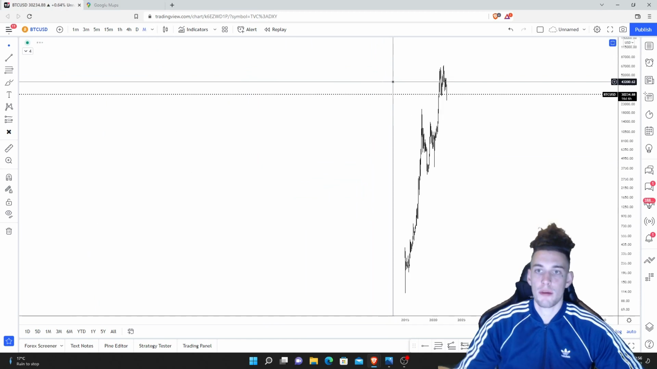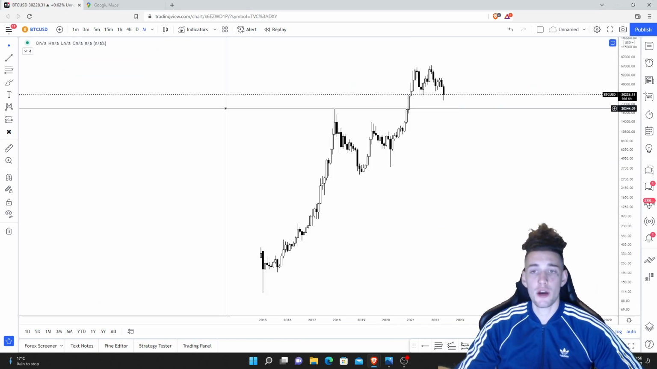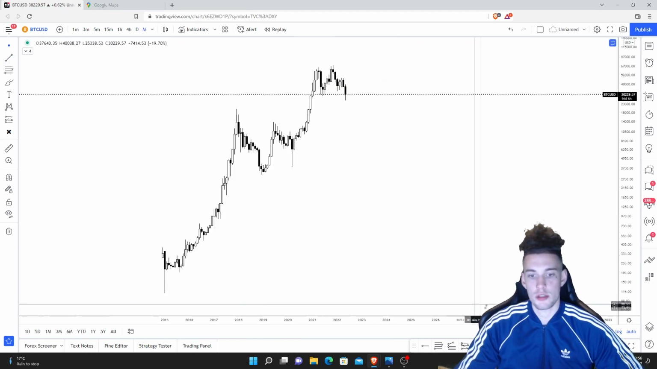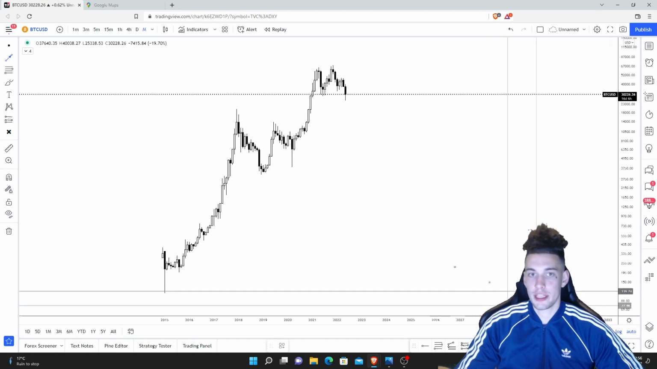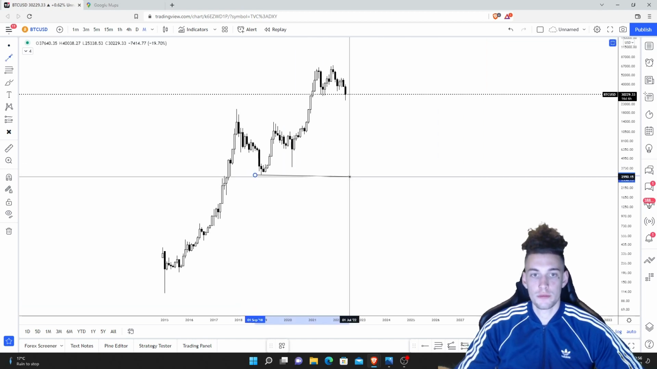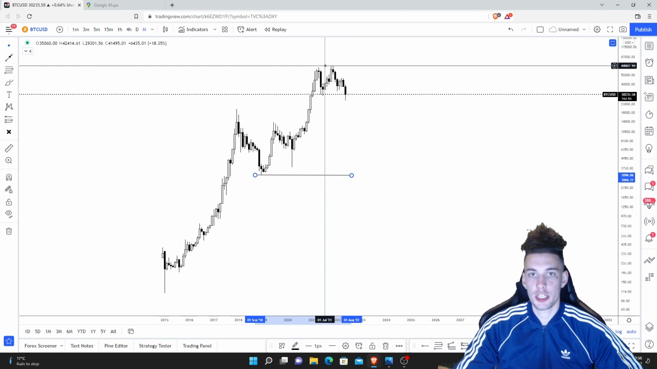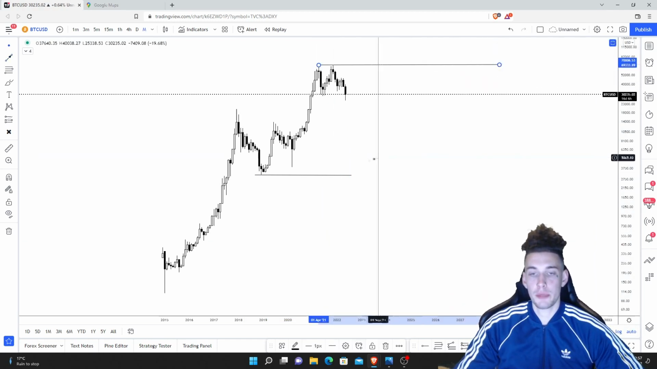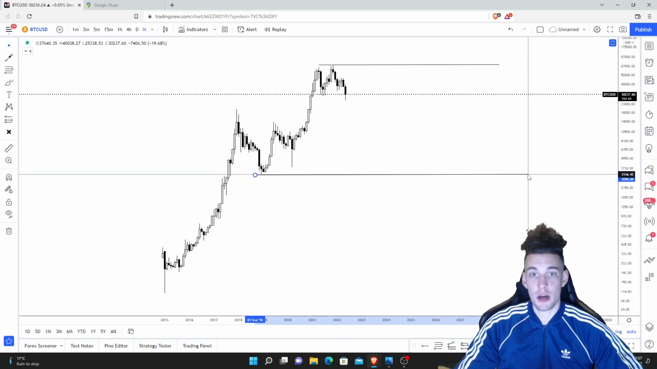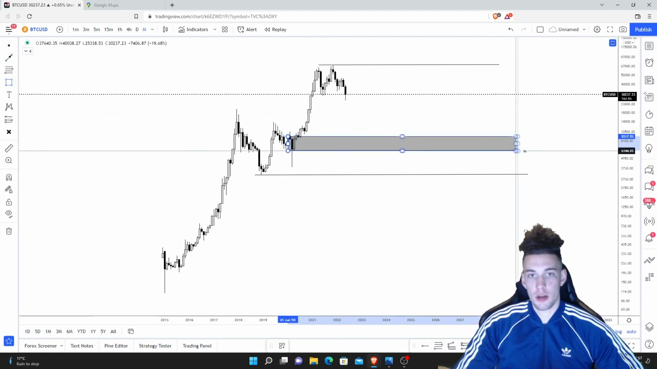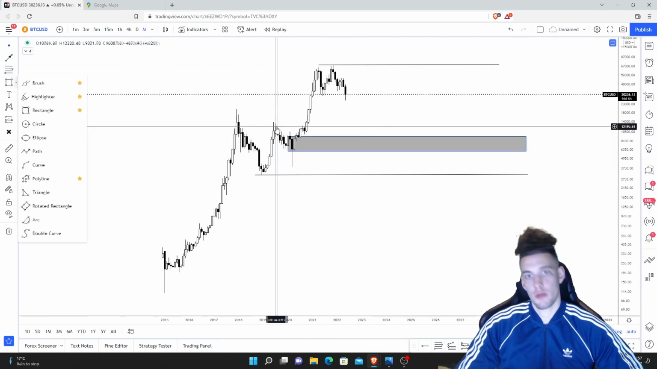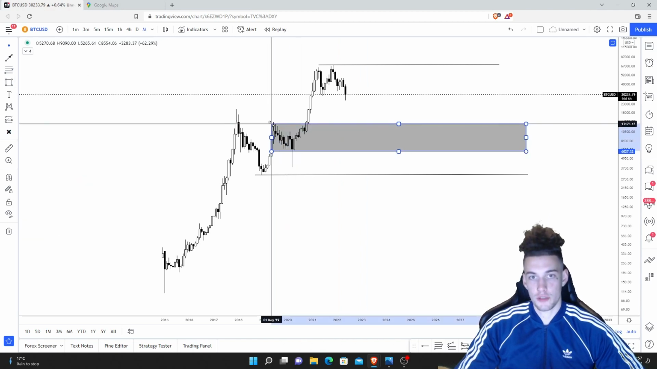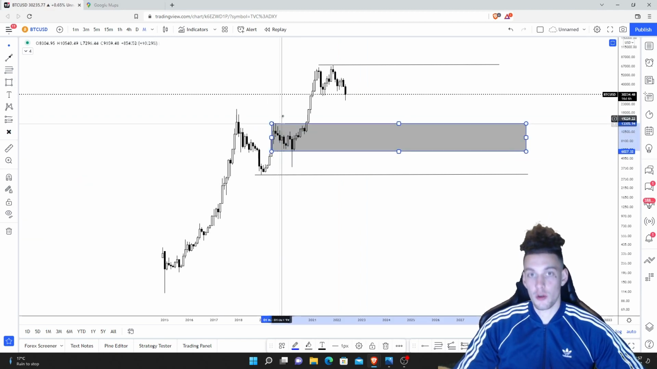So let's say we go to the monthly. For this video, we're just going to look at structure and order blocks. On this chart, we can see we've got a low and we've got a high, so we've got a bullish market structure. Very simple. From there, we need to figure out where we want to engage the market. To keep it simple, we're going to use this demand zone down here. Let's make it a little bit bigger for the sake of this. But we've got our demand zone.